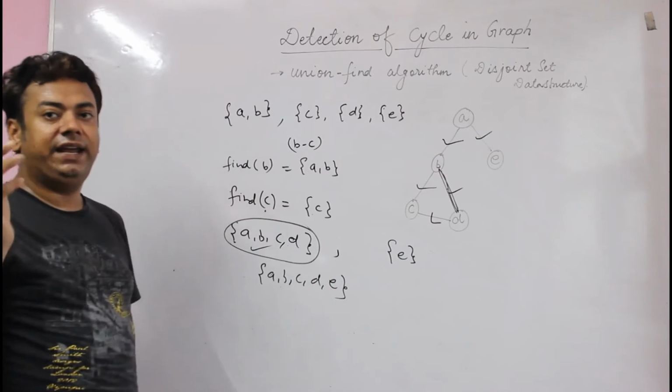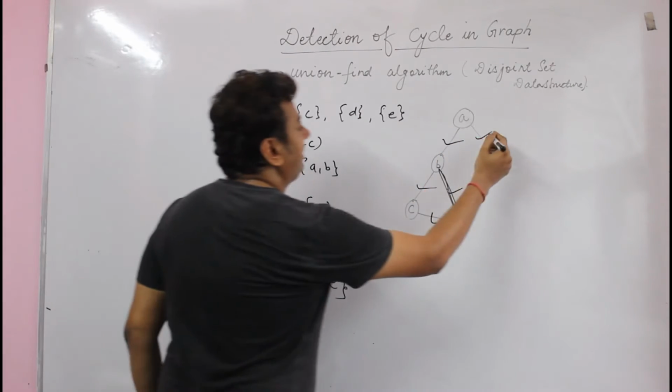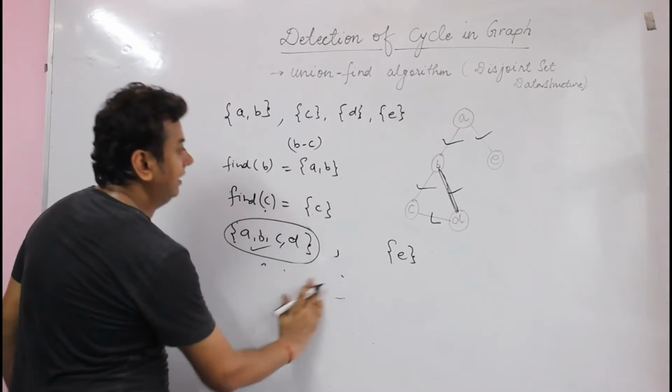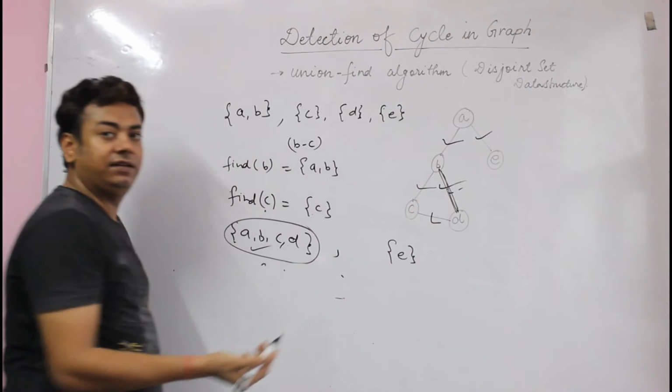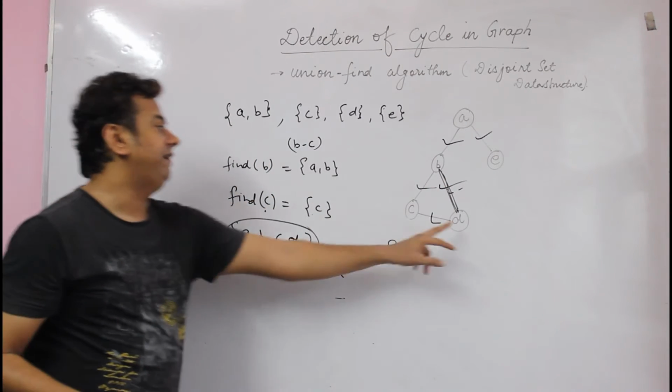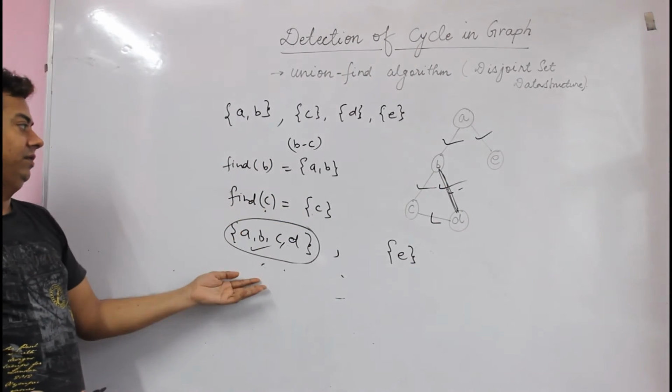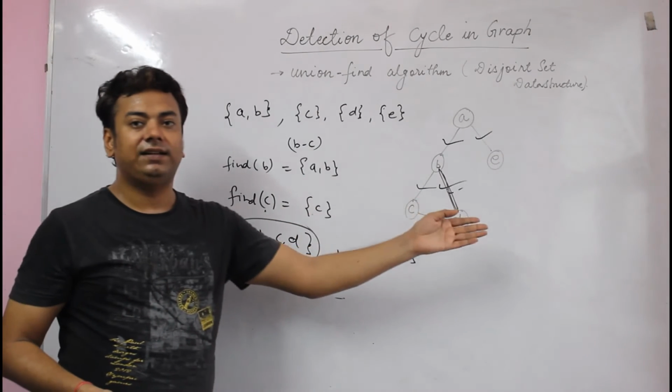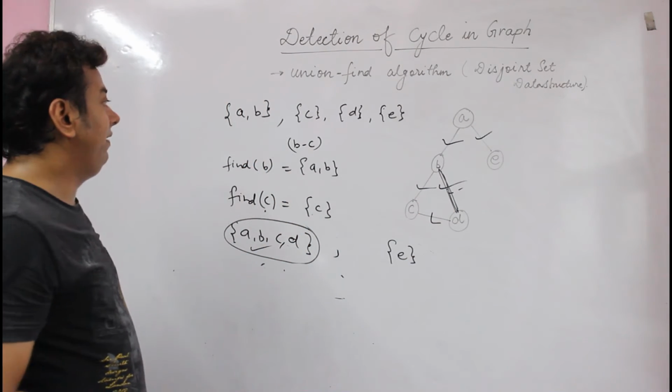Some of you may be confused about why we pick up this one. Okay, we picked up this one first. So similarly, find of D is this, find of D will be this. These two are equal, so there is a cycle. Now we will write the algorithm.